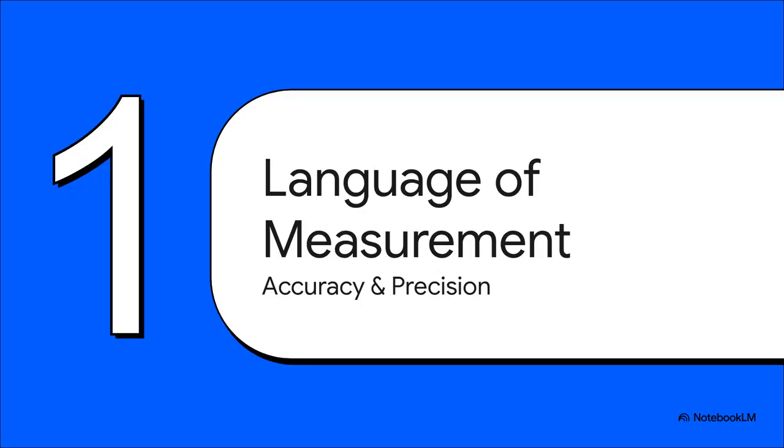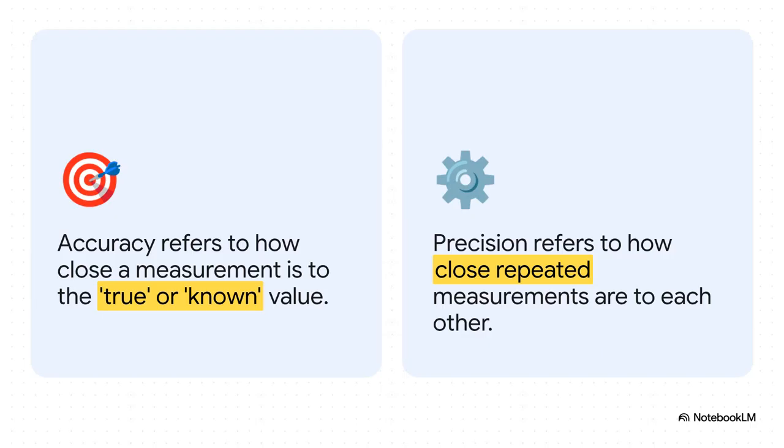Okay, first things first. Before we can fix problems, we need to learn the language. When scientists talk about how good their measurements are, two words pop up all the time: accuracy and precision. So let's break down what they really mean. We tend to use these words like they mean the same thing in everyday life, but in science, they are worlds apart. Accuracy is all about how close you are to the true value. Are you hitting the bullseye? Precision, on the other hand, is all about consistency. It's about how tightly grouped your measurements are, even if they're nowhere near the bullseye.